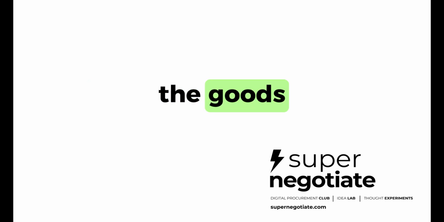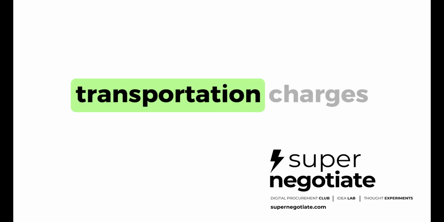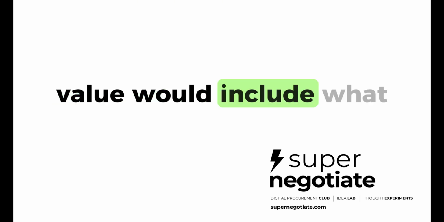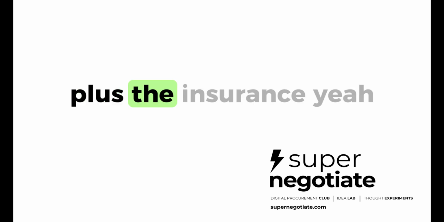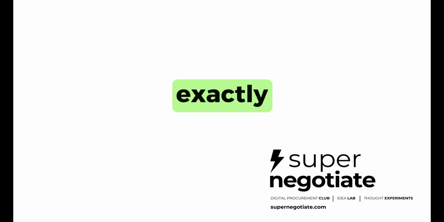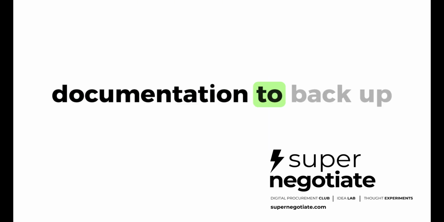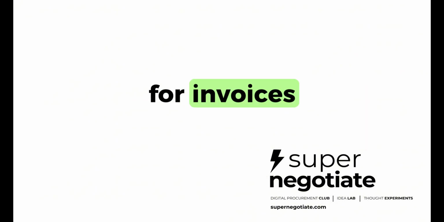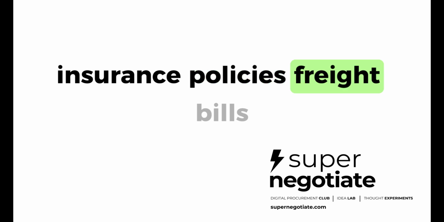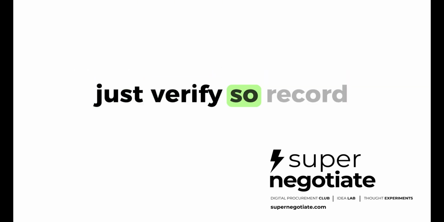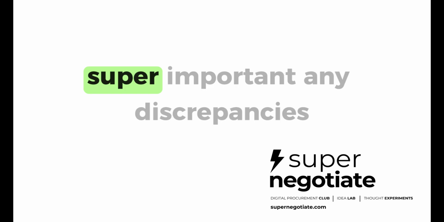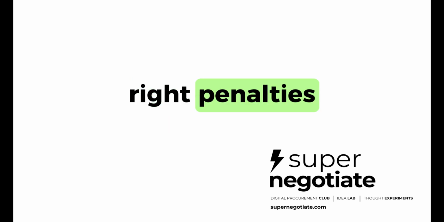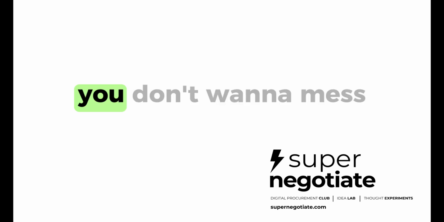including the cost of the goods, insurance, and all those transportation charges. So if I'm importing electronics, CIF value would include what I paid for the electronics plus the insurance and the shipping fees. Exactly. And you've got to have accurate documentation to back up that CIF value. Okay. So customs might ask for invoices, insurance policies, freight bills, just to verify. So record keeping is super important. Super important. Any discrepancies could lead to delays, penalties, or even some legal issues. Yeah, you don't want to mess that up.